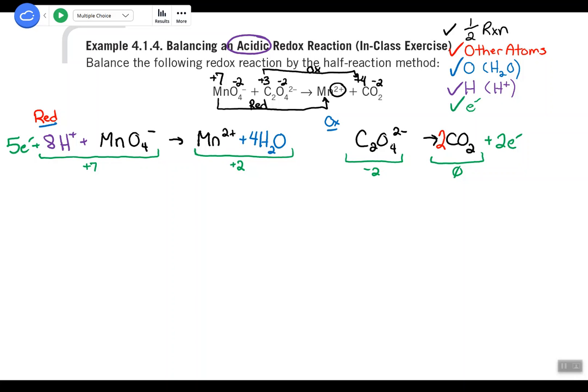Now we need to bring these reactions back together. If I bring them back together the way they are, I require 5 electrons and I produce 2 electrons. That's not going to happen for very long, well, at all, because it doesn't balance. We need to be producing and using the same number of electrons. So I have 5 electrons and 2 electrons. I somehow need to get one side or both sides to equal the same number of electrons.